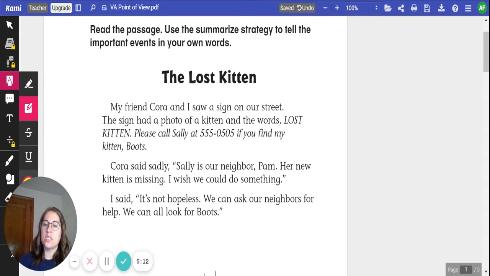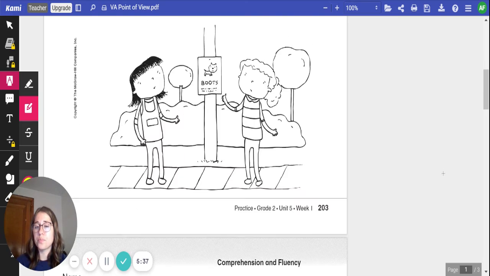My friend Cora and I saw a sign on our street. The sign had a photo of a kitten and said the words, "Lost kitten. Please call Sally at 555-0505 if you find my kitten Boots." Cora said sadly, "Sally is our neighbor, Pam. Her new kitten is missing. I wish we could do something." I said, "It's not all hopeless. We can ask our neighbors for help. We can all look for Boots."